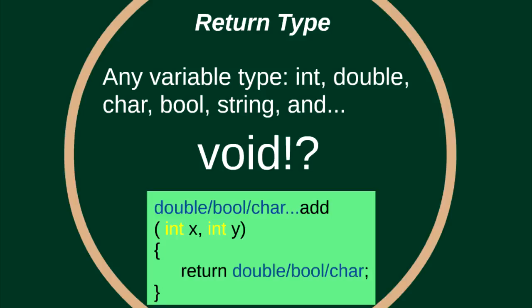So, return type. In the beginning, as I said, you have to define what you want to return, right? In C++ or any language, you can have it be whatever. You can have it return a double, a bool, a char, an int, whatever. But you can also have it return nothing, right? That's what I mean by void. You can return any kind of thing, and you can return nothing.